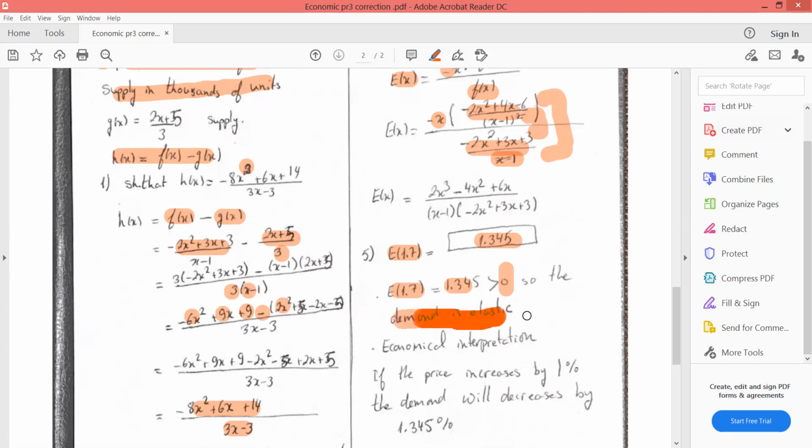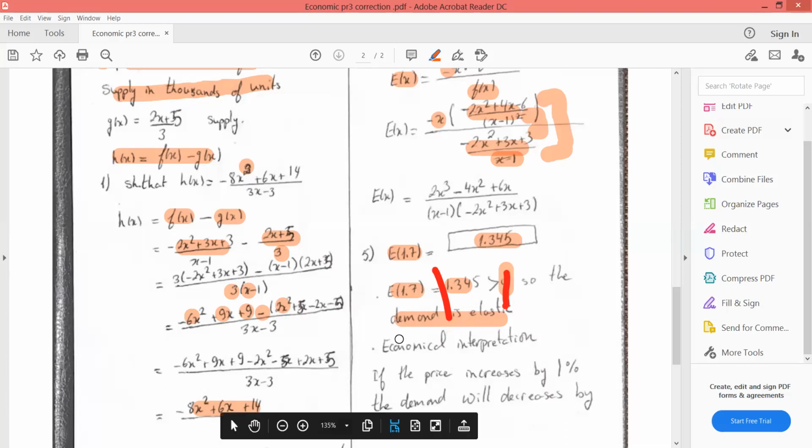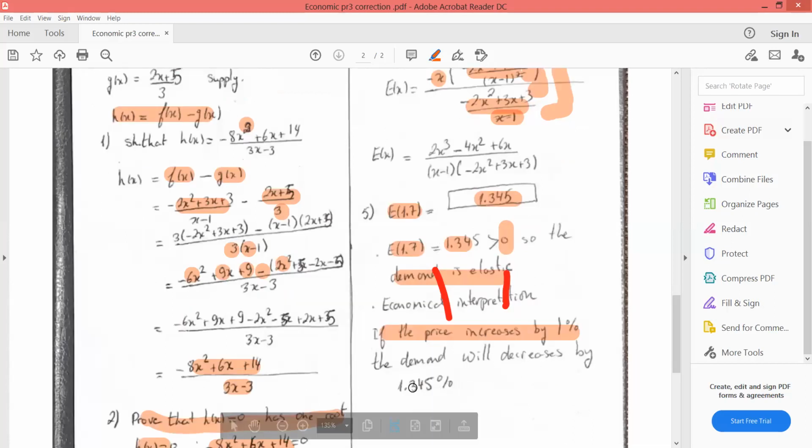For the economical interpretation, whether elastic or not elastic, we say the same sentence. If the price increases by 1%, the demand will decrease by 1.345%. This is the economical interpretation.